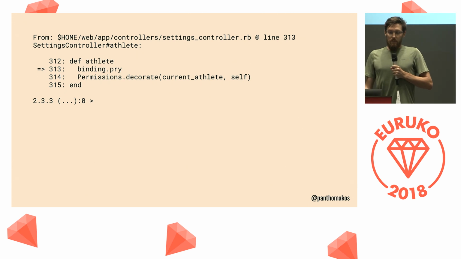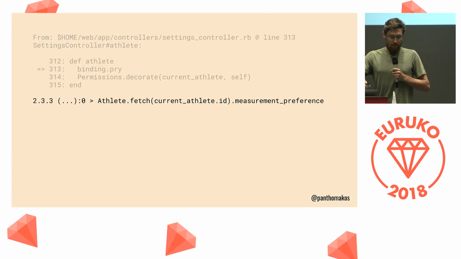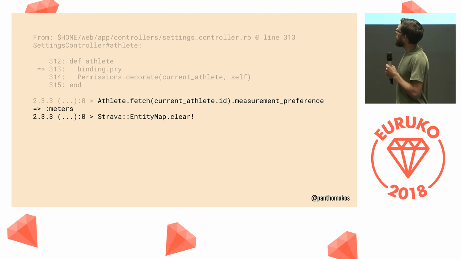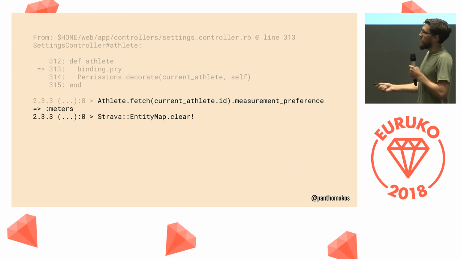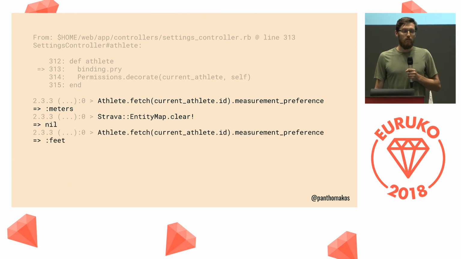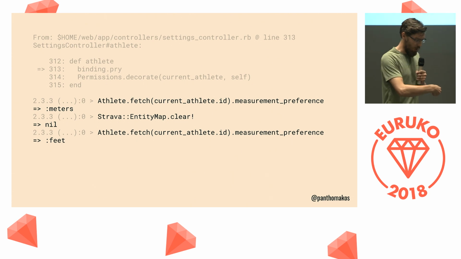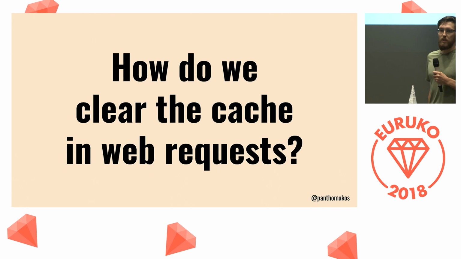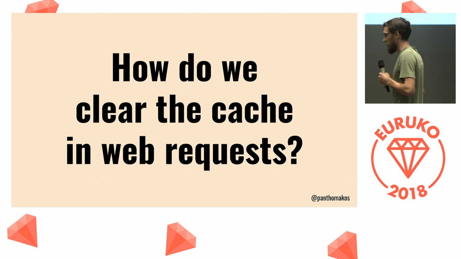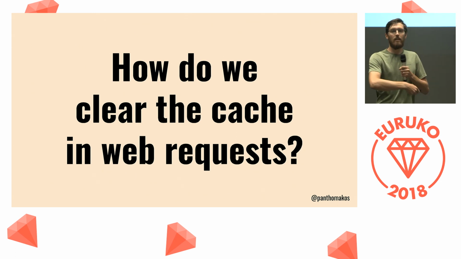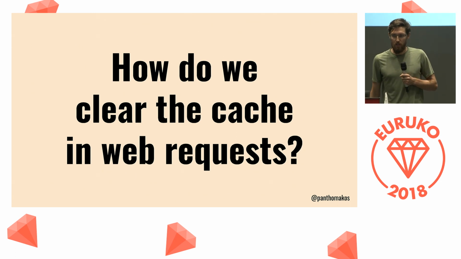So let's see how this behaves. Remember, I ask for something with fetch. It gives me the incorrect value of meters. And then what happens when I clear the cache and then ask for it again? It turns out I get the correct value. So this obviously works in the console. So why is this not working in my web requests? How do I actually clear a cache in a web request? How might you go about clearing a cache for every single web request?